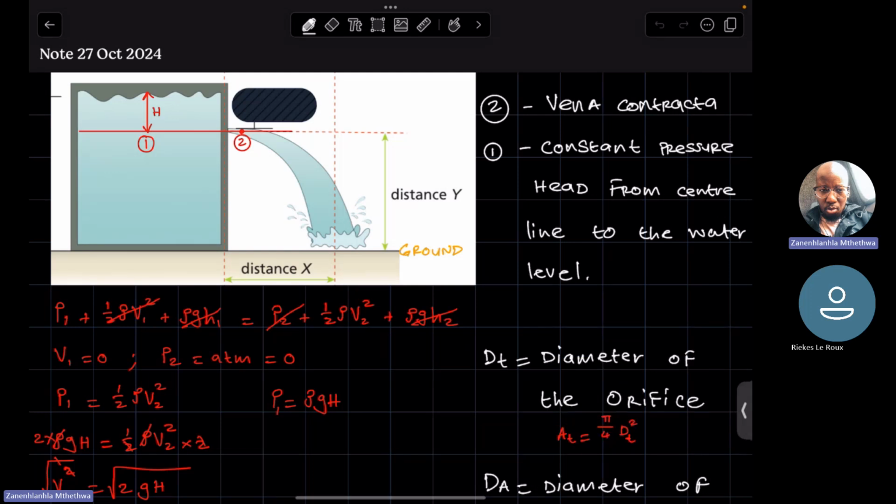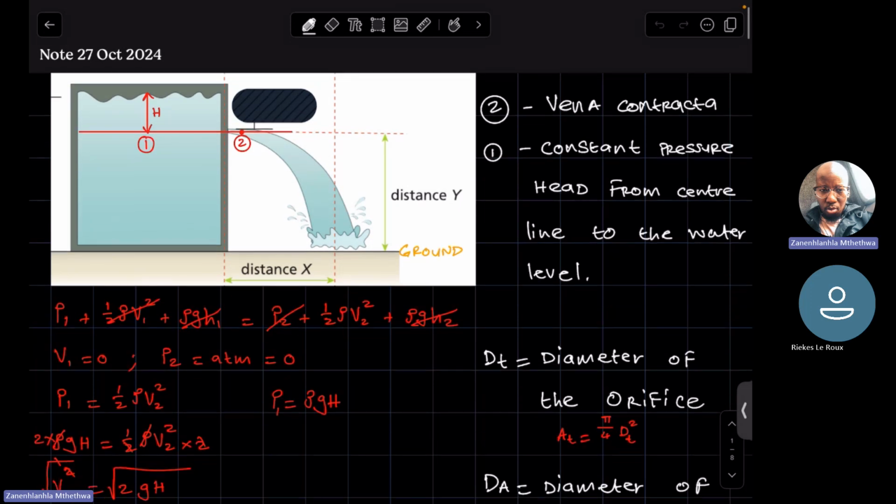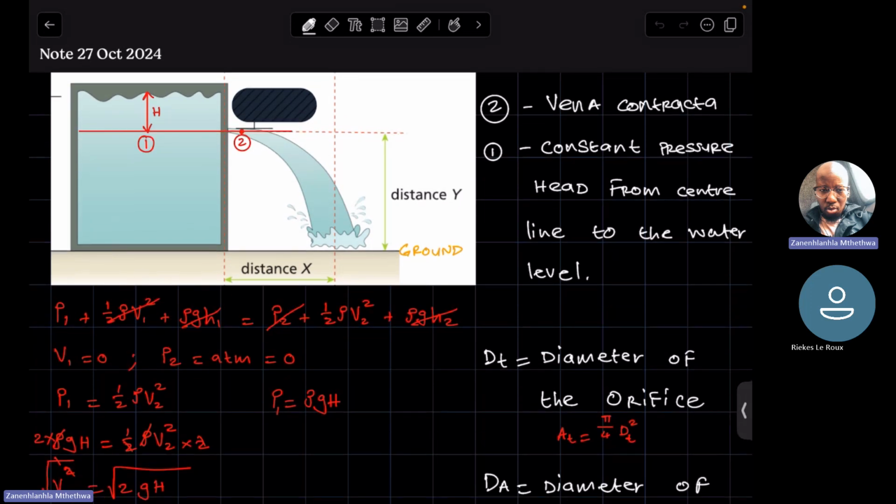Okay. Now let's look at this one. Flow through an orifice, and then we'll discuss Bernoulli's theorem or Bernoulli's principle, as well as the, what do you call this? The continuity equation. In N4, we only looked at pipes in series. For fluid mechanics, we also look at pipes in parallel.